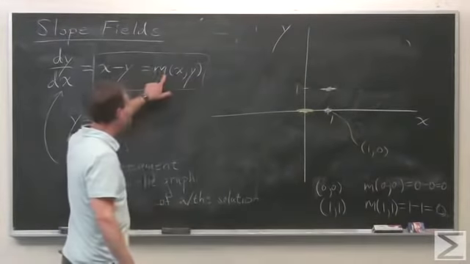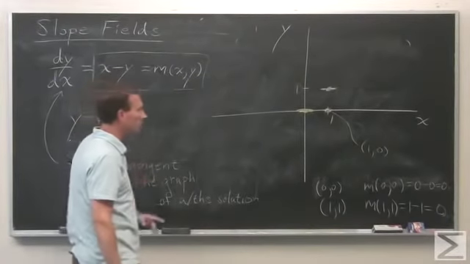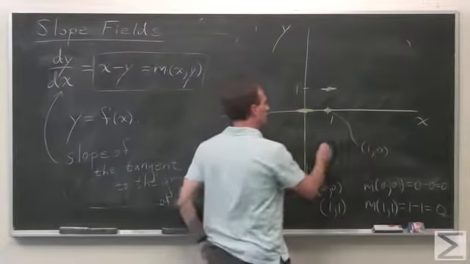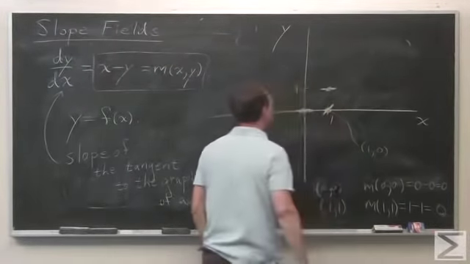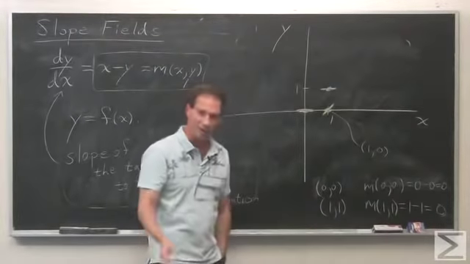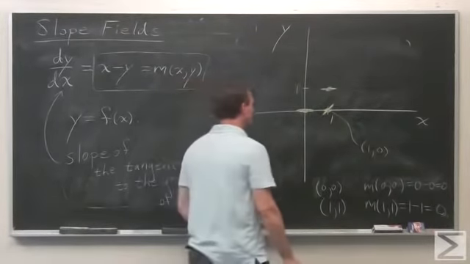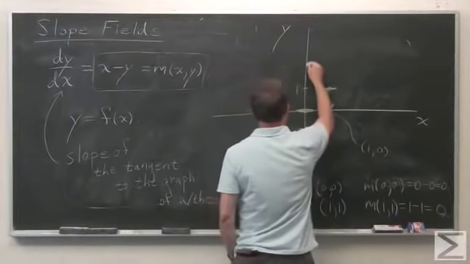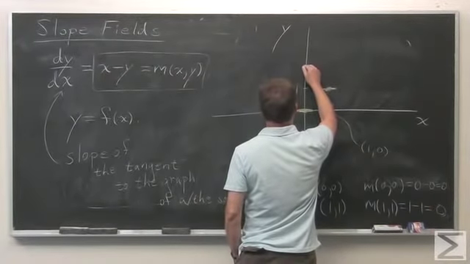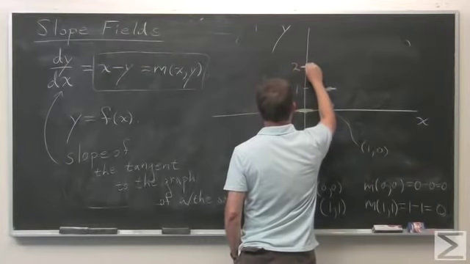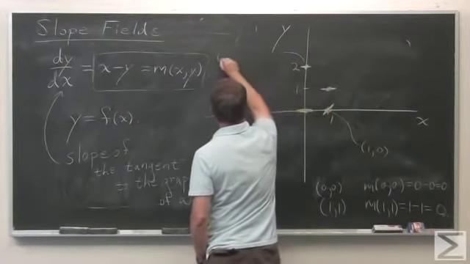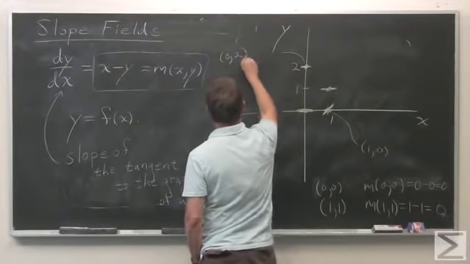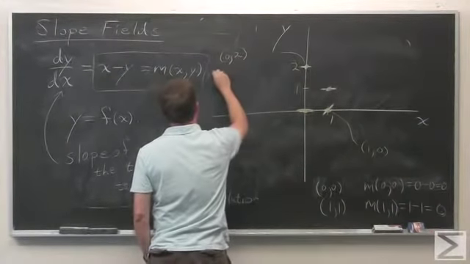Well, m at (1, 0) is 1 minus 0. It's 1. So at this point, I want to draw a little line segment with slope 1. And you keep going. You'd like to draw a whole bunch of these, but it gets old really fast. You really want a computer to do it. Like at 2, here we are at (0, 2). So if this point is x is 0, y is 2, then m of (x, y) right there.